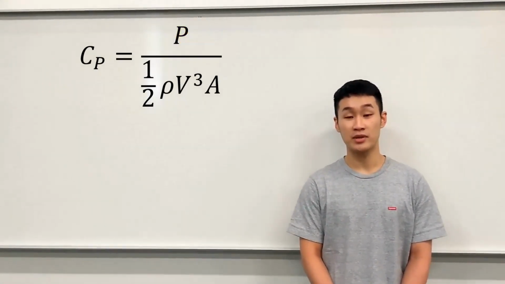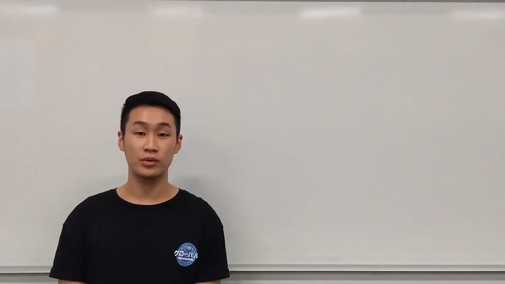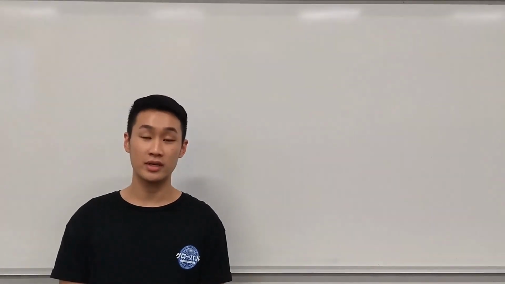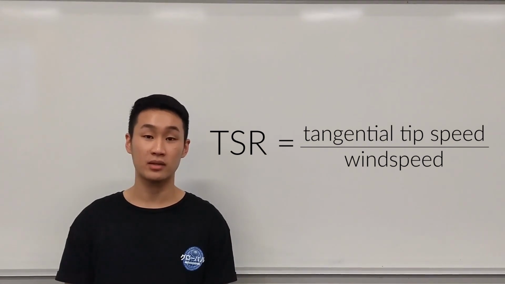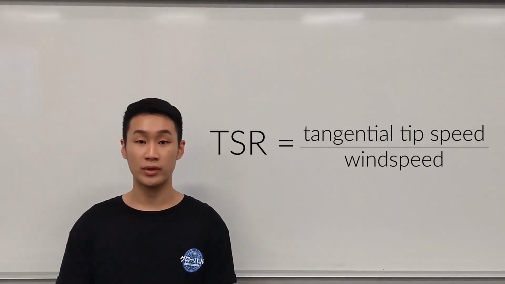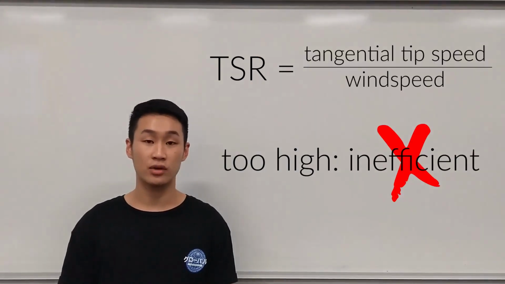Simply put, the larger the Cp value, the better performing and more efficient the wind turbine. Another important quantity to note would be the tip speed ratio, or TSR for short, which is basically the ratio of the tangential speed of the blade to the incoming wind. Too low a TSR might result in stalling, whereas too high a TSR might be an indication of inefficiency.